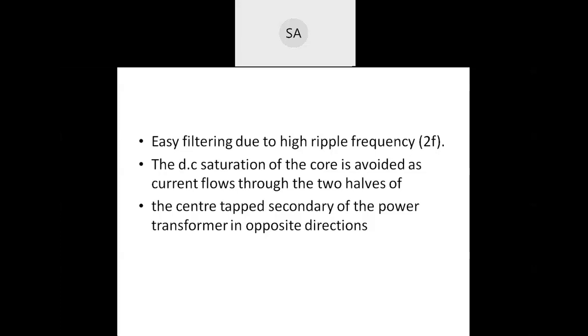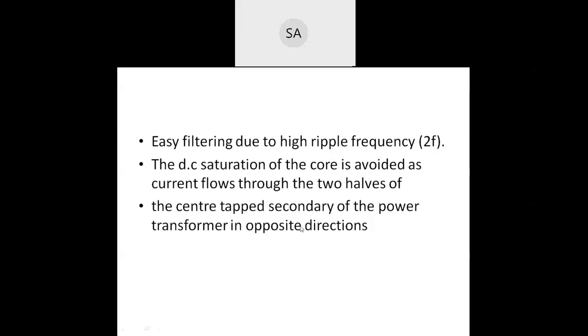The DC saturation of the core is avoided, as the current flows through the two halves of the center tapped secondary of the power transformer in opposite directions.